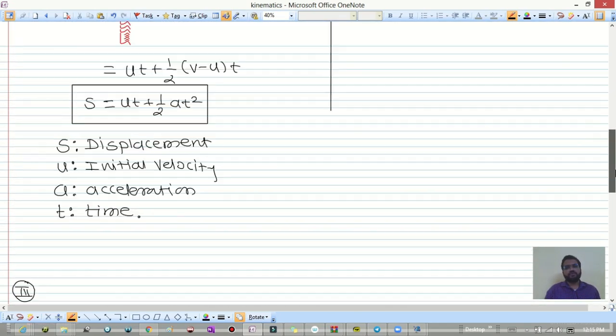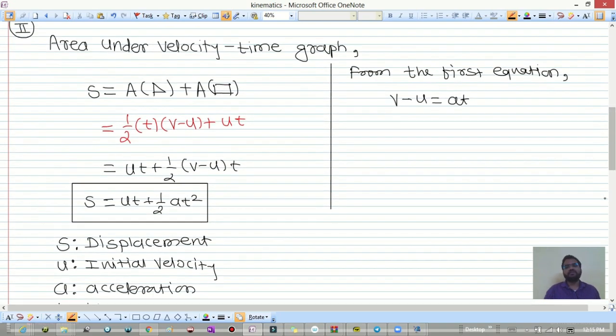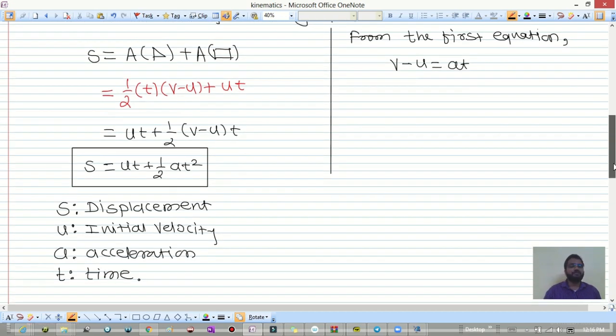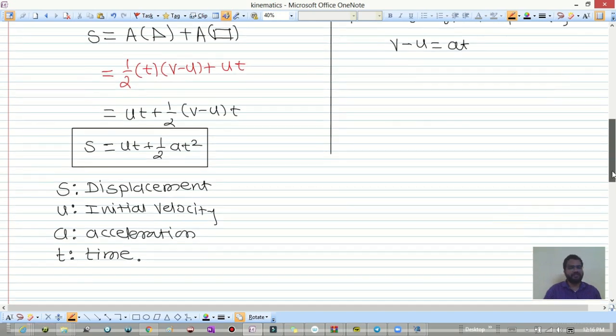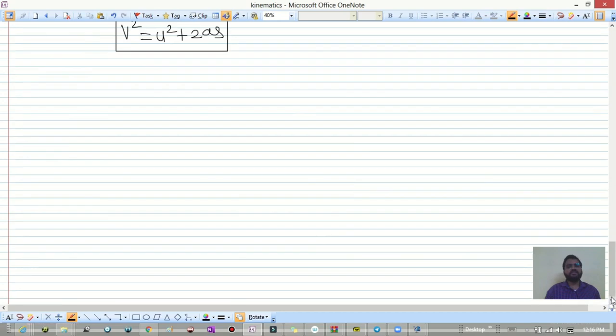Now from the second equation of motion, we will have one corollary, and that is the displacement in the nth second. By rearranging the second equation, we'll get the fourth equation, that is S nth, the displacement in nth second. These three are the main equations of motion, and the fourth one is displacement in nth second, which is just the corollary. So now I'll take displacement in nth second.